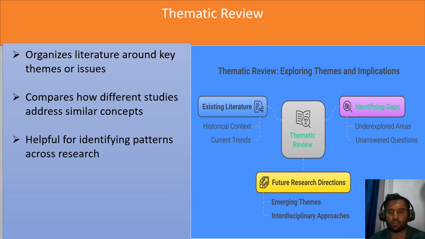If we are going to conduct research on this topic, the theme is student use of ICT. So we should compare different studies, what kind of studies have been done on this concept under a similar theme. It helps to identify the current trends, and it helps future research direction by finding emerging themes.